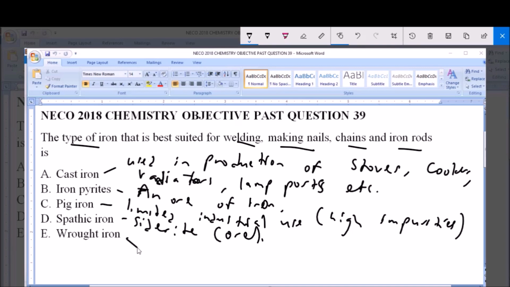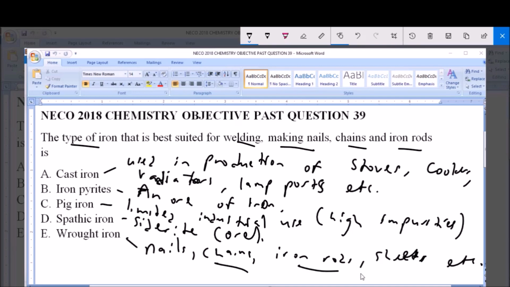Now option E says wrought iron. Wrought iron is used in the production of nails, chains, iron rods, sheets, etc. So as you can see, it is used for the production of various materials that can be used industrially. Now it is used in making nails, chains and iron rods, is what the question gives to us. And as we established here, it's wrought iron which is used in the production of those materials. So option E, wrought iron, is the correct answer to this question.